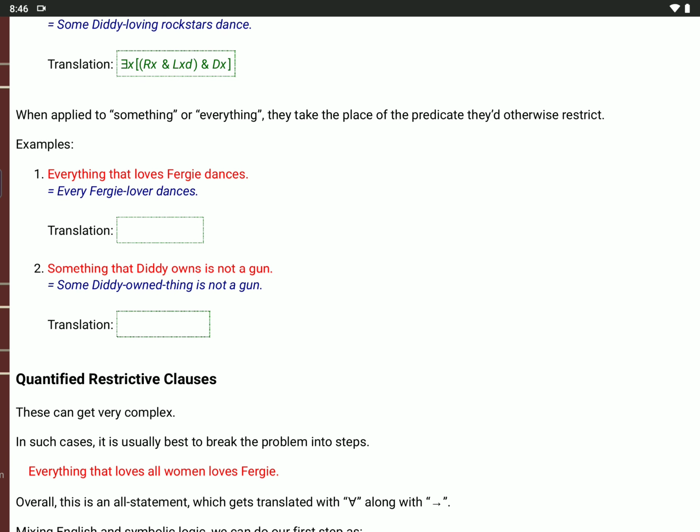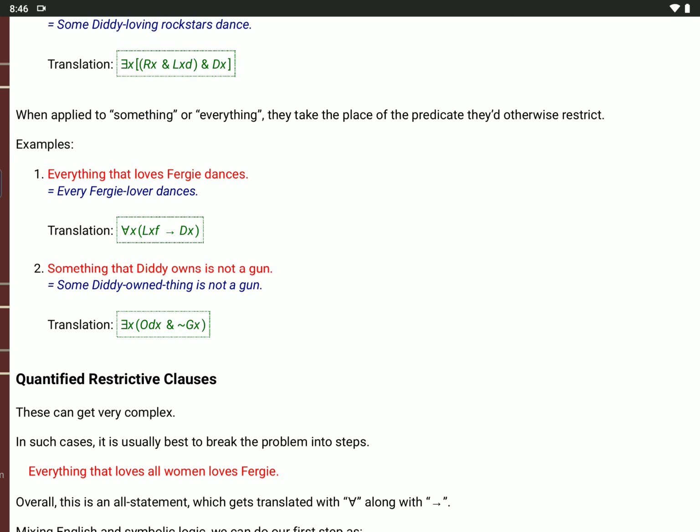So if I say everything that loves Fergie dances, that's just like saying every Fergie lover dances. So for all x, if x is a Fergie lover, that is if x loves Fergie, then x dances. So for every value of x, if Lxf, then Dx. Something that Diddy owns is not a gun. There is something that's a Diddy-owned thing, and it's not a gun. So there is an x, Diddy owns x, that's Odx, O for owns, D for Diddy, x for the thing. There is an x, Diddy owns x, and x is not a gun, not Gx.